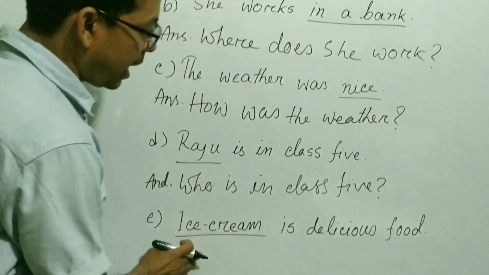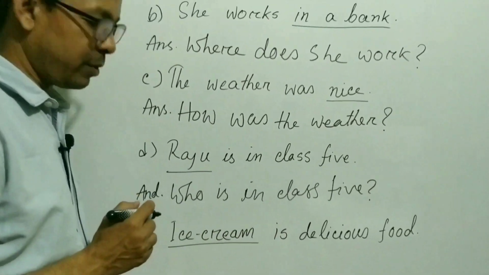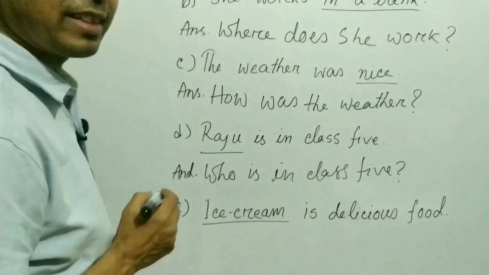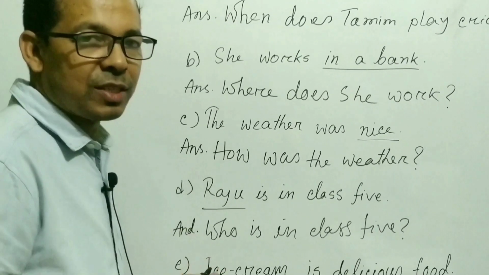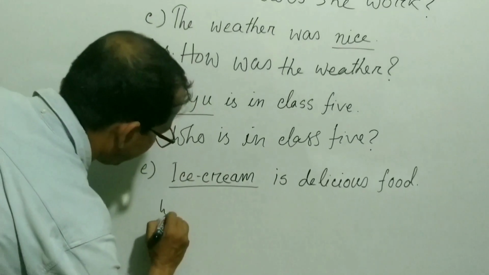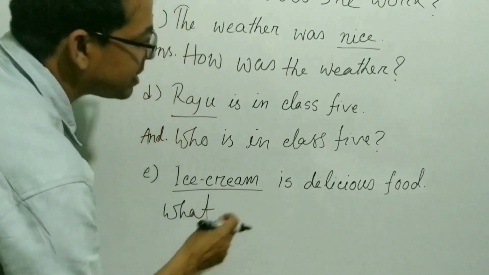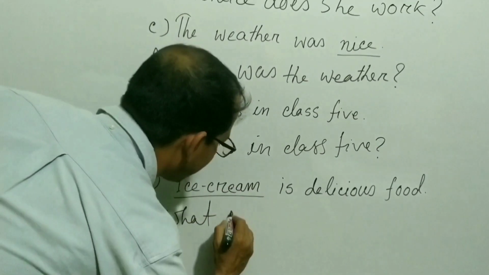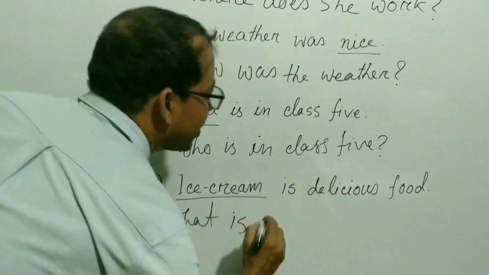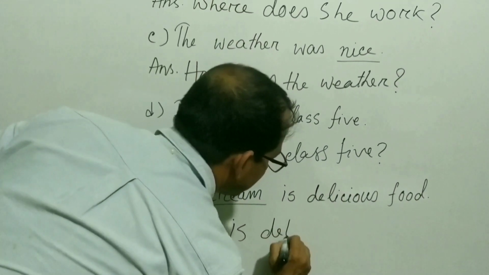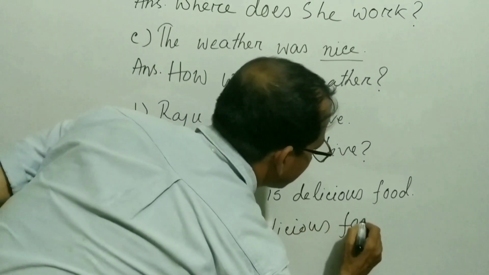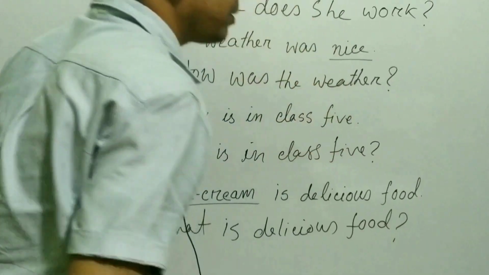Next one, ice cream is delicious food. So look at the underlined word, ice cream. So it indicates a thing. So which WH word will be taken? Okay, so what will be used. So right here, what. Then is there any auxiliary verb? Yes, is. So right here, what is. And then the rest of the words. What is delicious food? And then question mark.